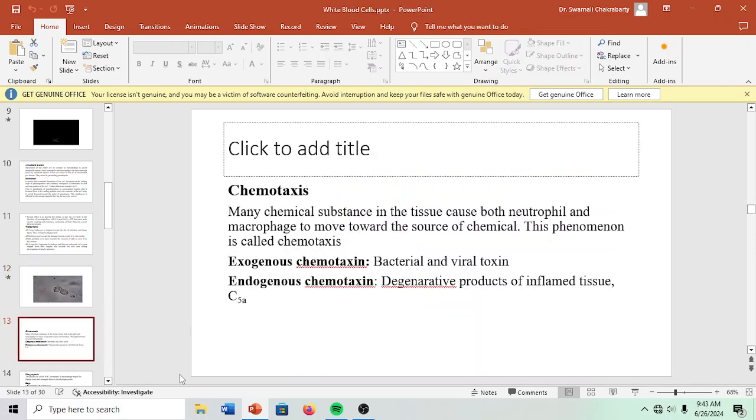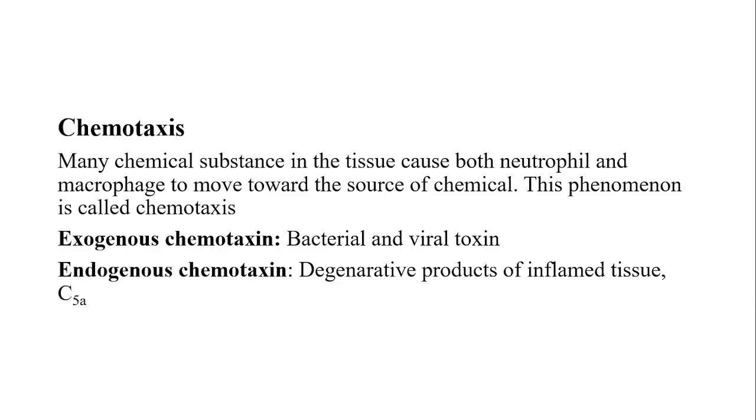Now the fourth property is called chemotaxis. Chemotaxis means movement of WBC towards the source of chemical. Now what are these chemicals? These chemicals are actually toxins. These toxins can either be produced in our body, or they can enter our body from an outside source. On this basis, they can be considered either as exogenous chemotaxin or endogenous chemotaxin.